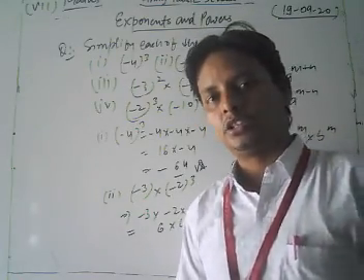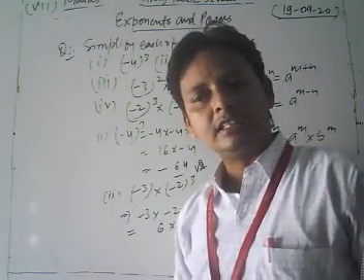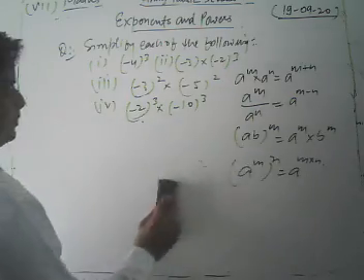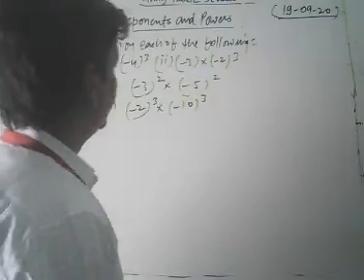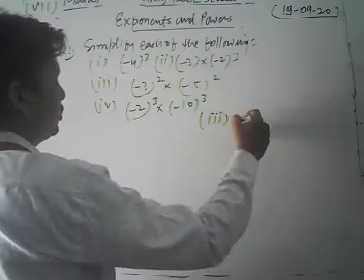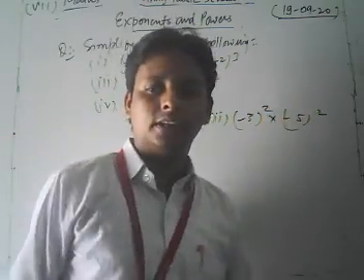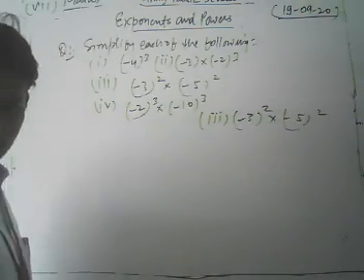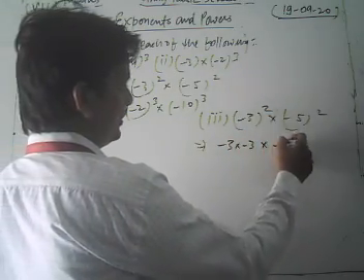So dear students, in this way we can solve each and every question of your NCERT exercise based on these concepts. Now let's see the next part of this question, which is the third. The third part is (minus 3) square into (minus 5) square. Now look what I do, dear students. Here we write minus 3 into minus 3 into minus 5 into minus 5.